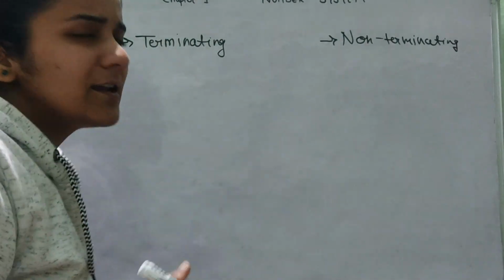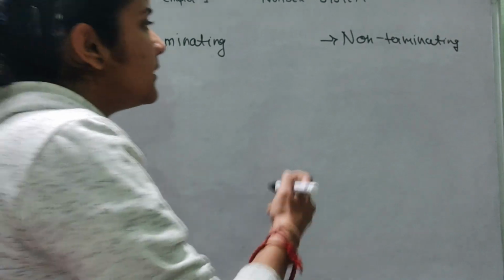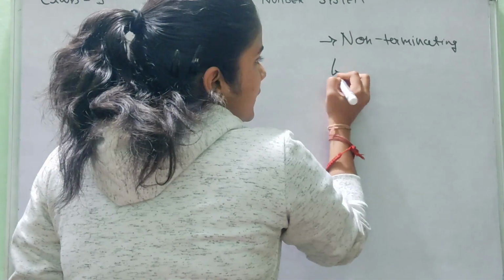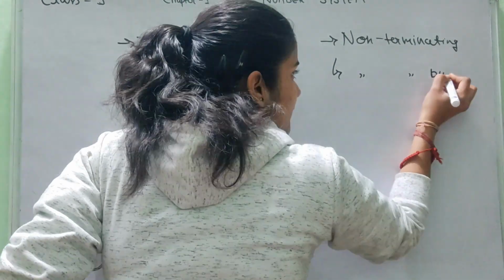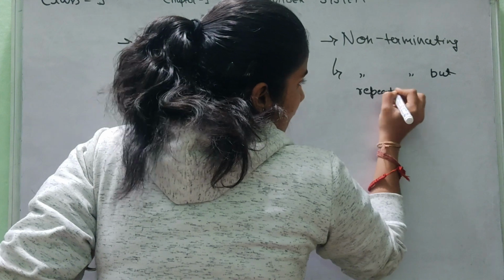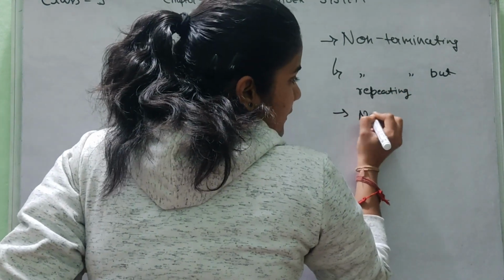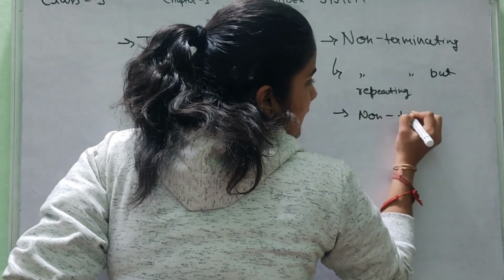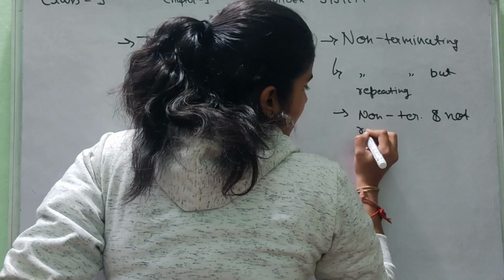What is this, terminating and non-terminating? Coming on, the non-terminating is further divided into two parts: non-terminating but repeating, and non-terminating and not repeating.